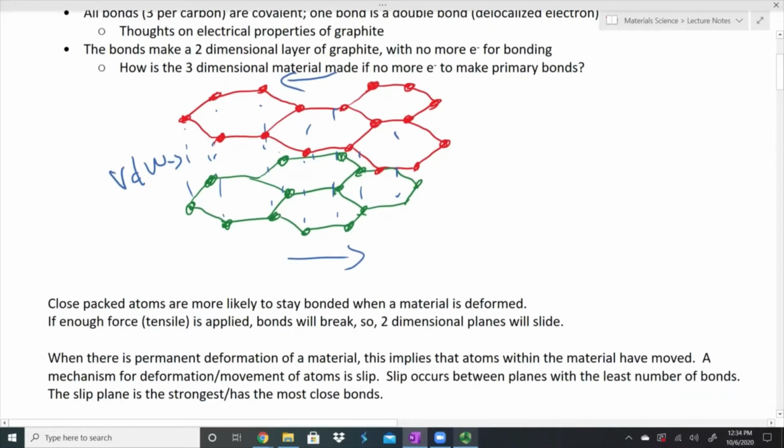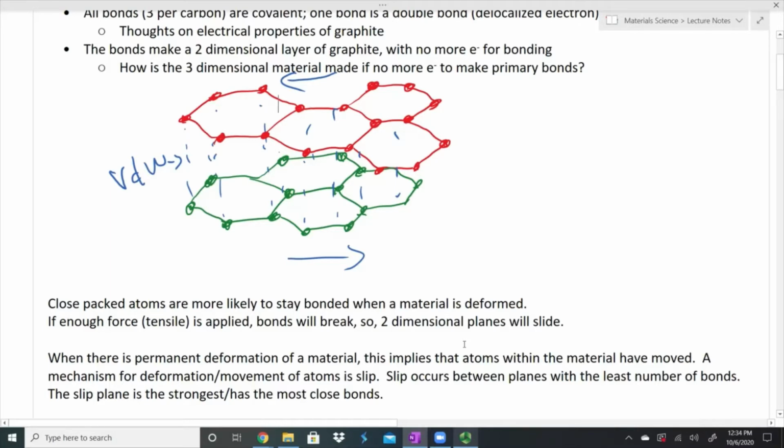So when there is permanent deformation of a material, this implies that the atoms within the material have moved. Anytime you bend anything and it stays bent, you take maybe a spoon, you bend it, what's happened is you have actually moved the atoms within the material and you've put them into a new location. The mechanism for this deformation is atomic slip.